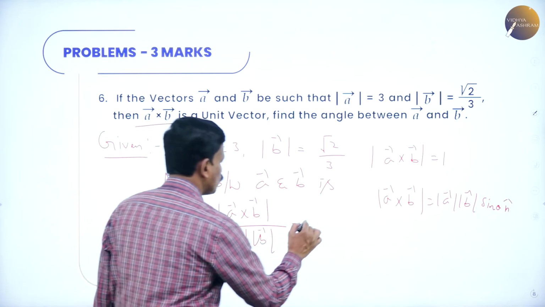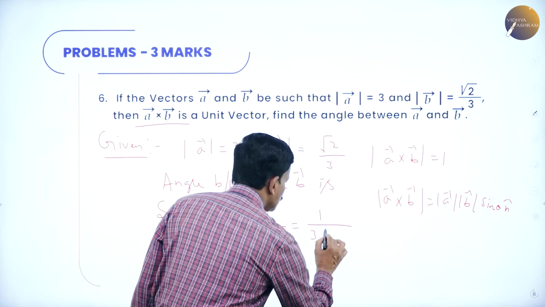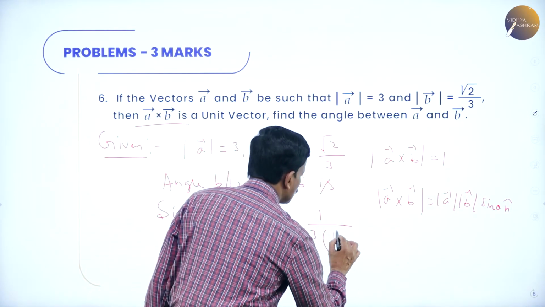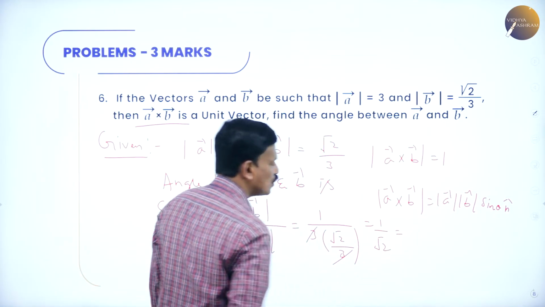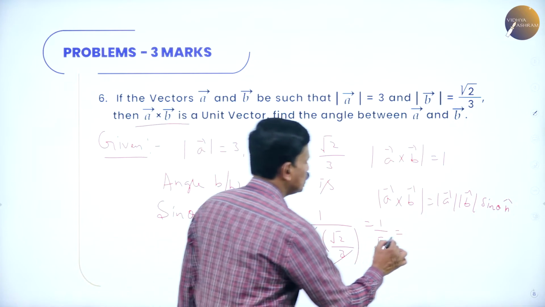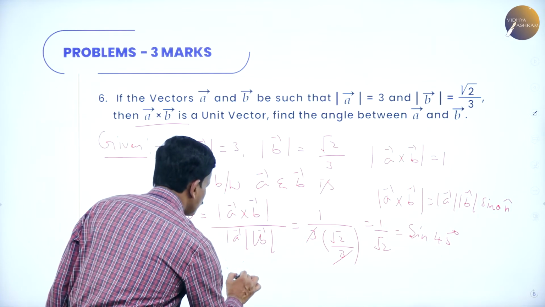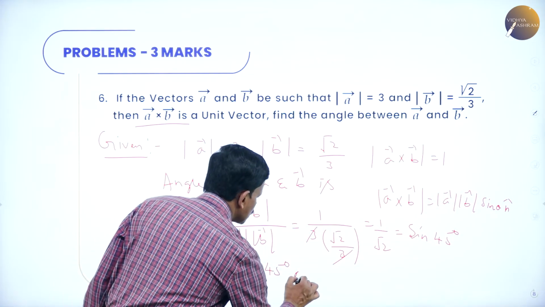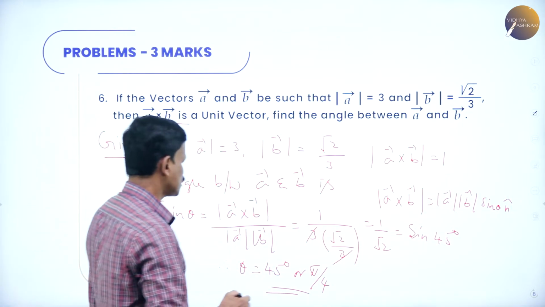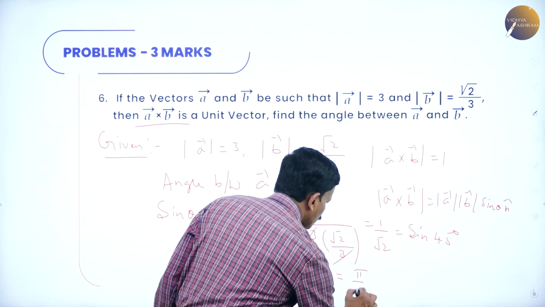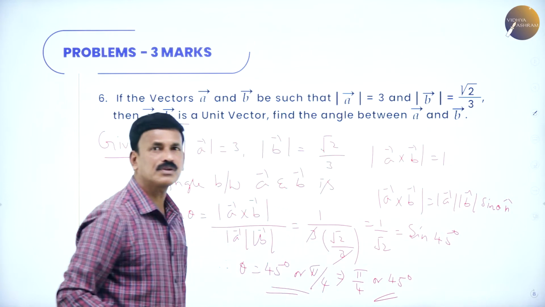Now what is a cross b here? Length of a cross b is equal to 1, divided by length of a, which is 3, into length of b, which is root 2 by 3. 3 and 3 get cancelled, 1 by root 2. So sine theta is equal to 1 by root 2, which is nothing but sine of 45 degrees. So the value of theta is equal to 45 degrees or pi by 4 radians. So the angle between the vectors is pi by 4 or 45 degrees. That's it.